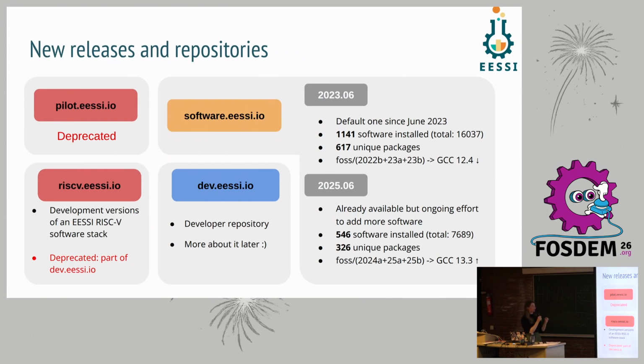The software that's in there is compiled with GCC up to 12.4. So now we're working on the new release, the 2025 one. It's already available. It has already 500 software packages installed, which means 7,000 in total. And it's everything compiled with GCC 13 and up. And then we have dev.eessi.io, that's the developer one, but I will talk more about it later. And we have the RISC-V one, which was for the RISC-V software, but it kind of died. It was sort of the developer one. So more about that later.